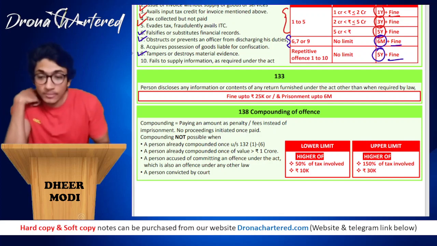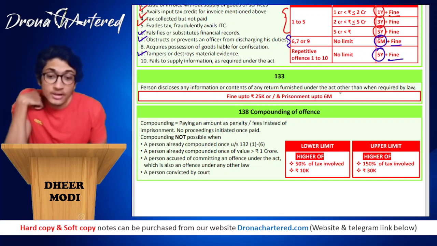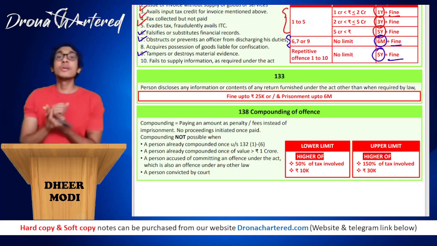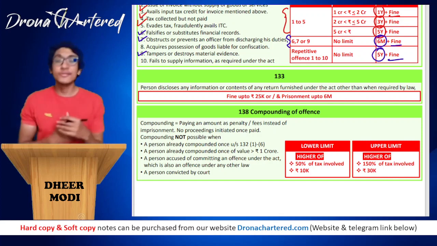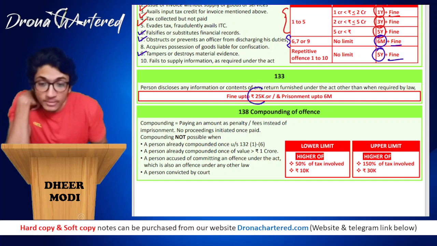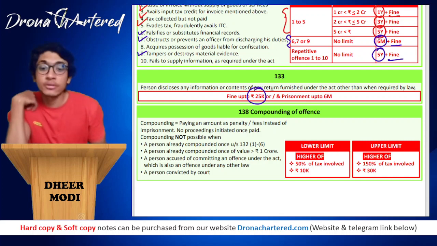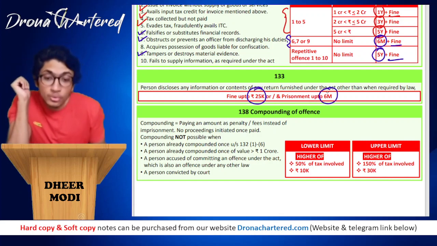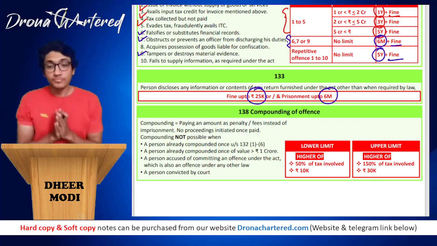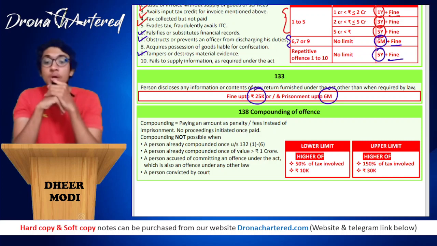Section 133 talks about if a person discloses any information or contents of any return furnished under the Act, other than when required by law. So if you have filed the return of your client and you disclose this information to someone else other than when it is actually required by law, in such a case your fine will be up to 25,000 and imprisonment up to 6 months. So in such a case you will be put a fine of 25,000 and imprisonment up to 6 months.